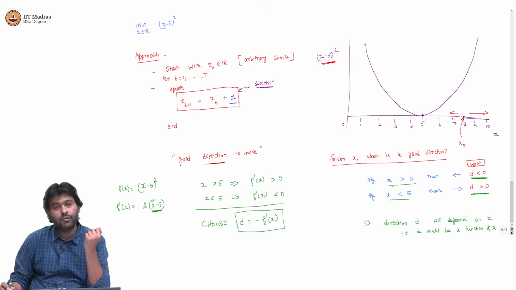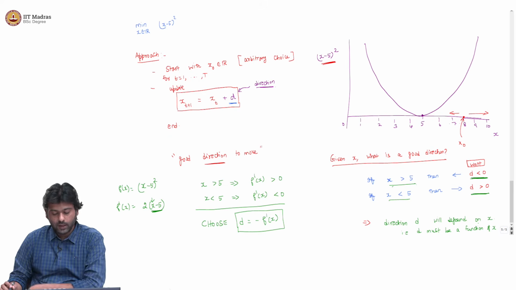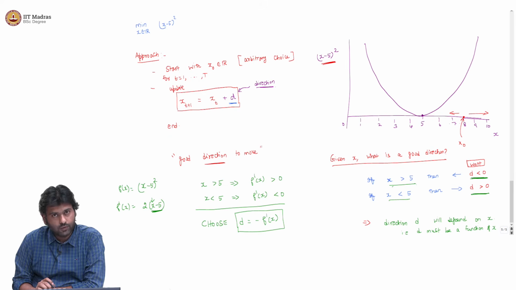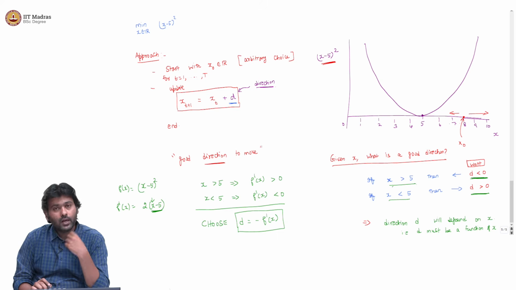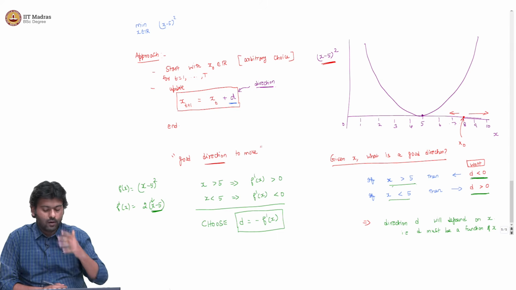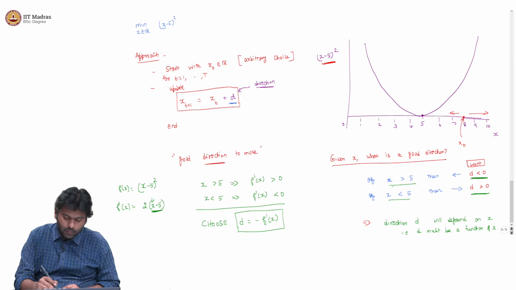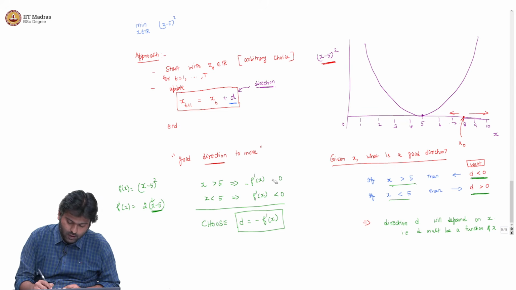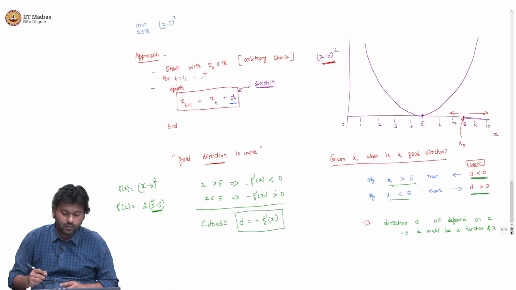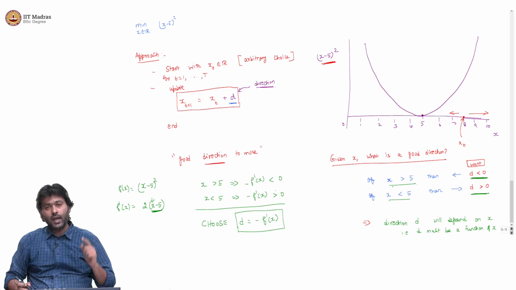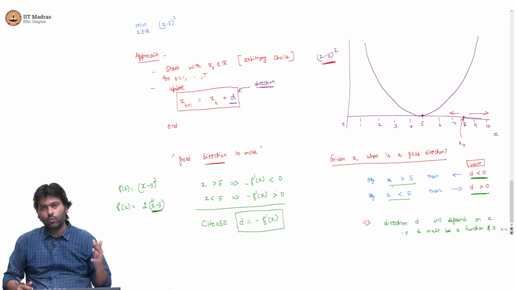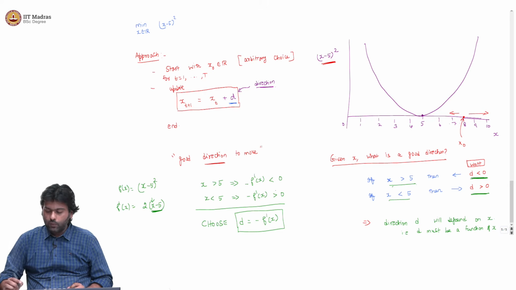We know d must be a function of x, and the specific function that I am going to choose for the moment is d is minus f dash of x, right. So, what property does d equals minus f dash of x have? Well, if x is greater than 5, then minus f dash of x is going to be less than 0, and minus f dash of x is going to be greater than 0 if x is less than 5, which means that we have managed to find a function, no matter what x you give, you will essentially move in the correct direction, which is what we wanted by looking at the picture here at least, right.